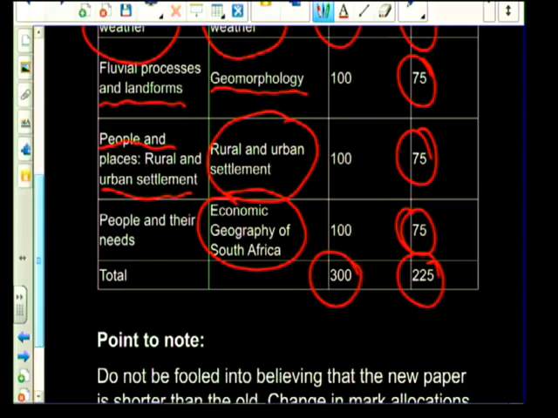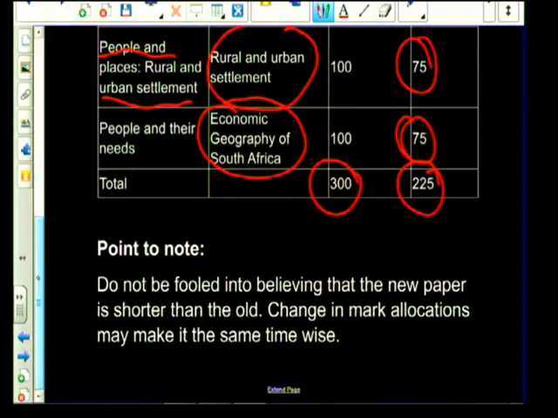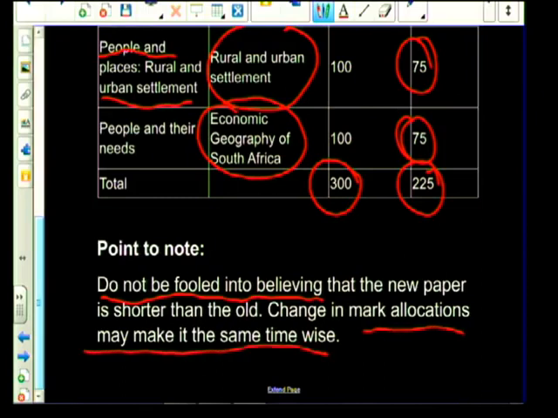Learners, I just want to emphasize something. I know some learners jump for joy. Our friends wrote a 300-mark paper last year, and now we've got 225. It's much easier. Do not be fooled. As I'm emphasizing here, and I'm writing it in big, do not be fooled into believing the new paper is shorter than the old, because the mark allocation has been adjusted and it may take you the same time to answer the questions. Right, let's get going with the curriculum itself.